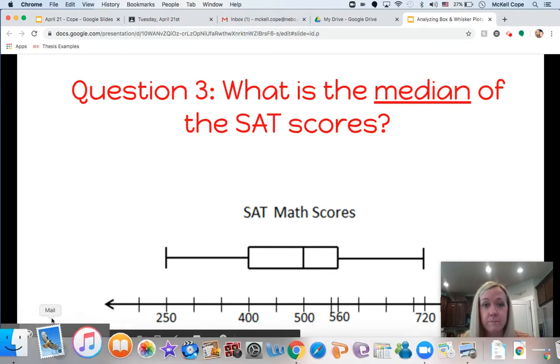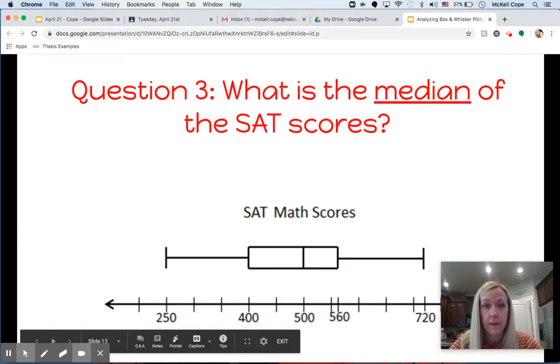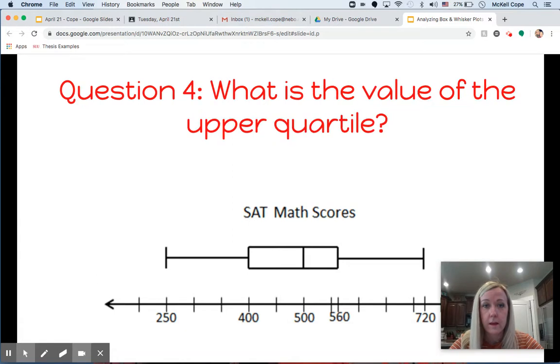Question 3. I guess that one was the same. Okay, question 4. What is the value of the upper quartile? And I'm going to give you a little hint here. The upper quartile, remember, is the line at the very last line in your box. So you're just looking for the value that represents that line. So what is the value of the upper quartile? Go ahead and push pause and try it on your own.